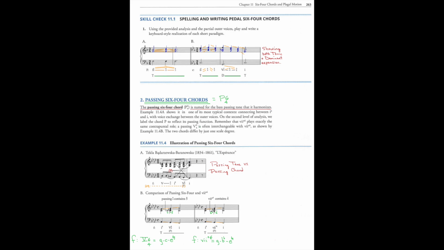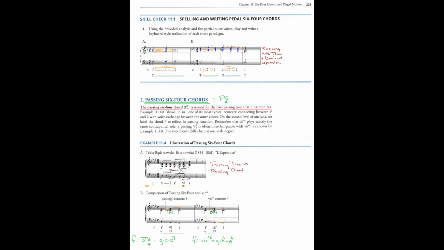Let's now leave the ped 6/4 and talk about the second category of 6/4 chords that are non-structural. This is the passing 6/4 chord. So the passing 6/4 chord is named for the bass passing tone that it harmonizes. If you look down at 11.4, it shows itself in one of the most typical types of contexts, connecting a 1/6 to a 1 with a voice exchange between the outer voices.